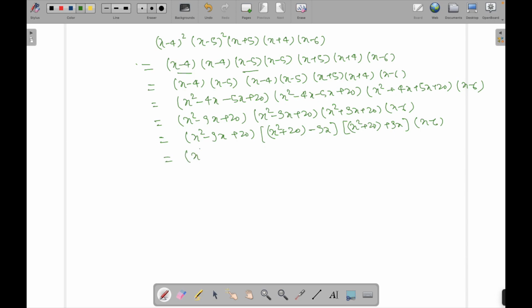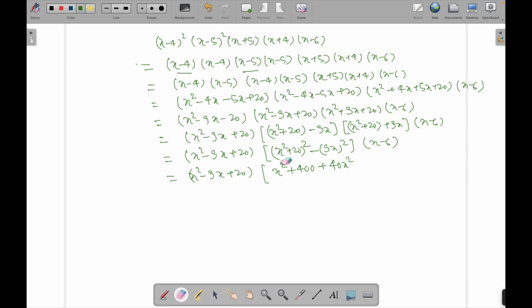So I can still write it as x square minus 9x plus 20, and this will become a minus b into a plus b. So this will become a square plus b square. So x square plus 20 whole square minus 9x whole squared, and that will be that. And then this will be x square minus 9x plus 20, and then this will become x square plus 400 plus 40x square. So this is not x square, this will become x to the power 4 because this is x square here. So this will become x to the power 4. So a square plus b square plus 2ab.